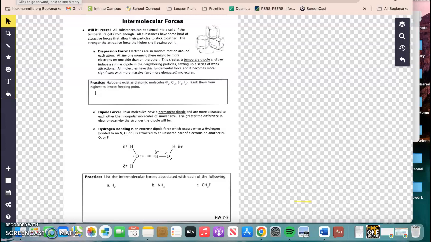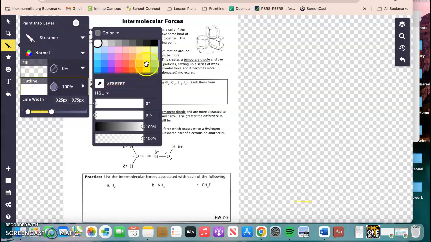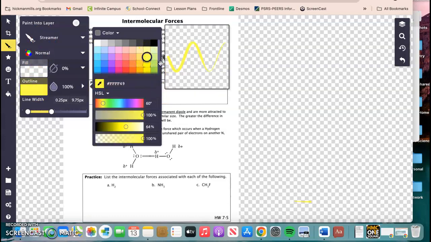Of course, all substances will freeze if you get them cold enough, but they will freeze sooner if their particles are able to stick together more easily. So the stronger the attractive forces are, the higher your freezing point is going to be.